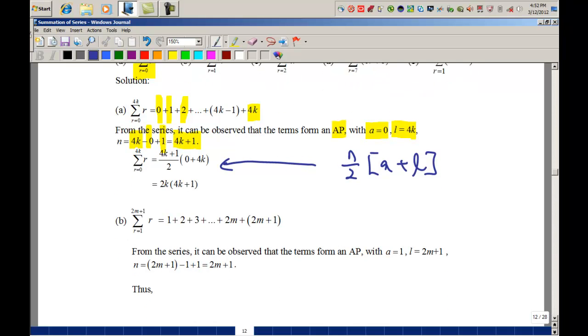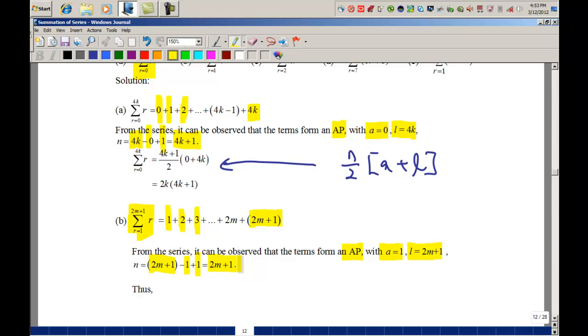You look at B. B wants you to do the same thing. You want to sum r from 1 to 2n plus 1. So the only difference now is you have 2n plus 1 at the upper limit. If you can't see it's a sum of an AP, then just list them down term by term. r is 1, r is 2, r is 3, all the way until the last term, 2n plus 1. Okay, so this is a sum of an AP, first term 1, last term 2n plus 1. Total number of terms is upper limit minus lower limit plus 1, and you get 2n plus 1.